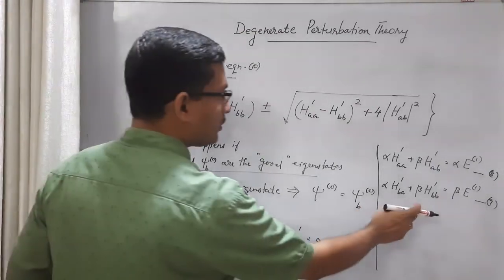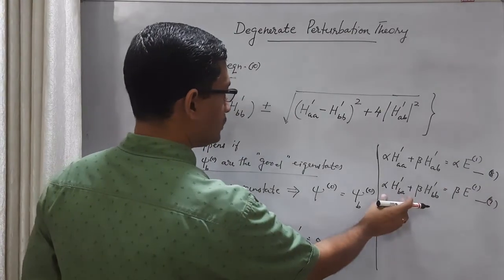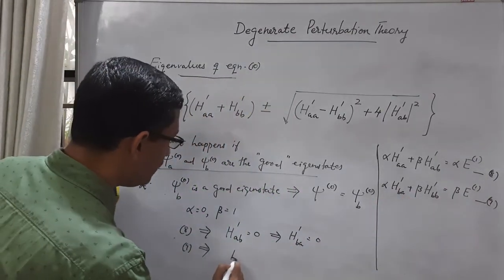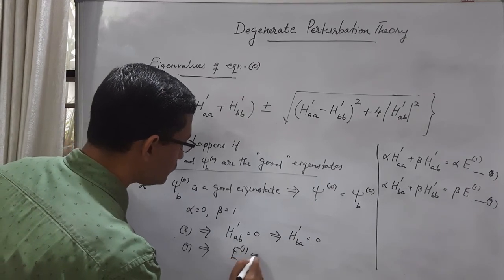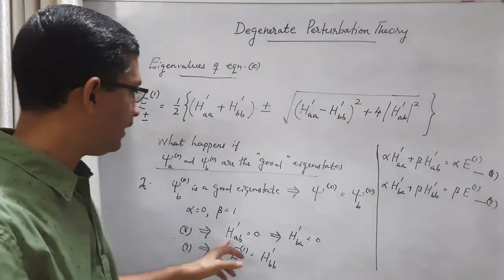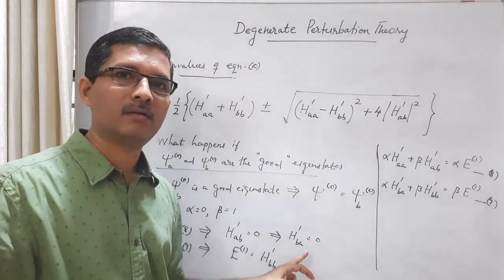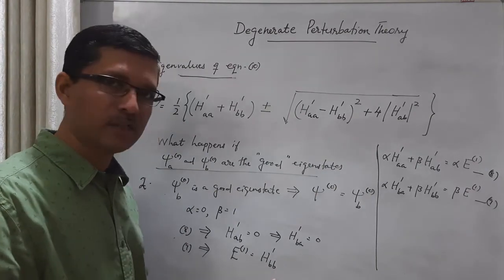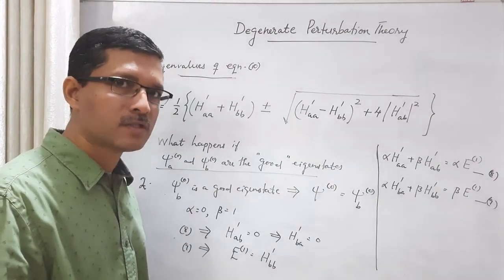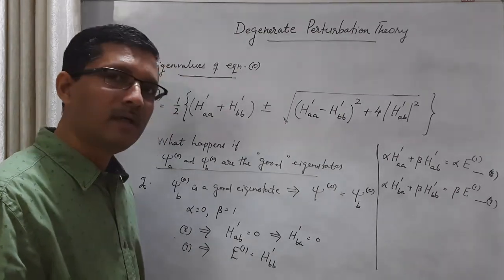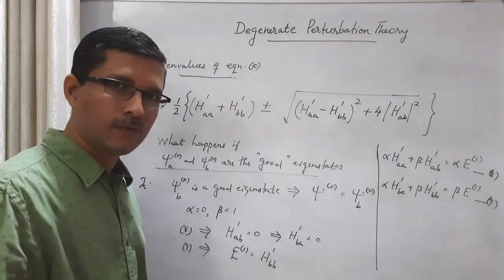And what about equation 9? Alpha equal to 0, so this term is gone. Beta equal to 1. So what you get is E1 is equal to h prime bb. So again, the off diagonal elements of the perturbing Hamiltonian matrix are 0, and the second diagonal element h prime bb is nothing but the first order correction in energy, right? But are these two first order correction energies the same?